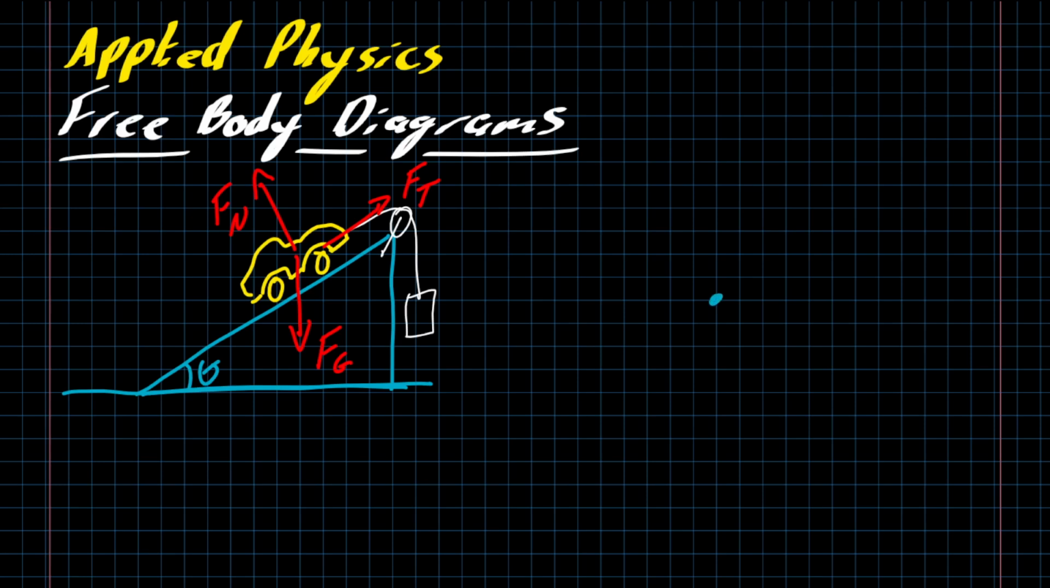We have an object. I'm going to represent that object as a dot. We have a couple of forces. Tension, normal, and gravity. We also have an angle. Although before I even think about the angle, I want to think about the fact that the tension and the normal force, as I've set it up, are at right angles to each other.